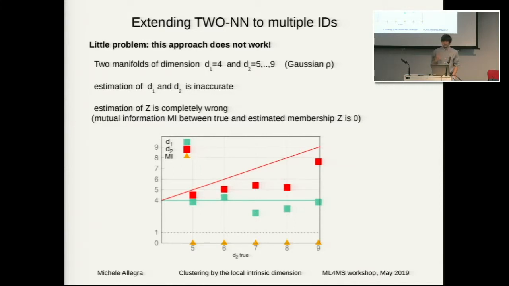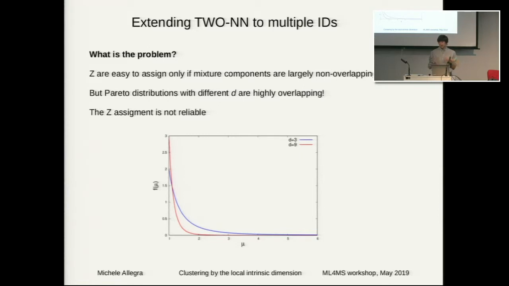And the problem is actually that we were not able to correctly estimate the z variables. So the assignment of each point to a mixture component was wrong, and this could be seen easily from the mutual information between the true assignment and the estimated assignment, which is in yellow in the plot. I will try to explain briefly why this happened. The problem is that in mixture problems, it's easy to assign the points if the mixture components are highly non-overlapping. The problem is that Pareto distributions, even with widely different values of d, are highly overlapping. So the assignment of z is not reliable and problematic.